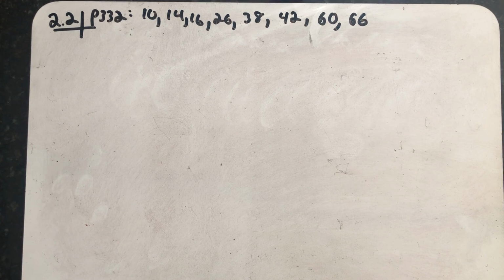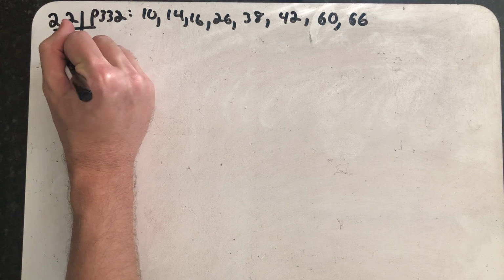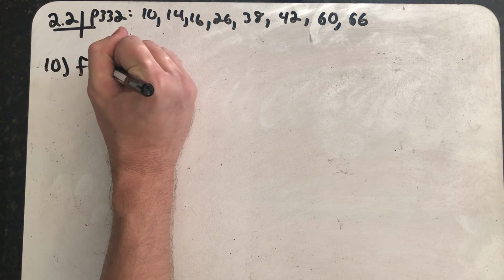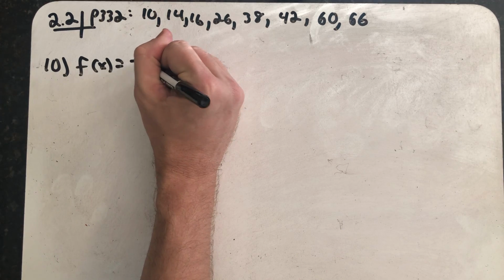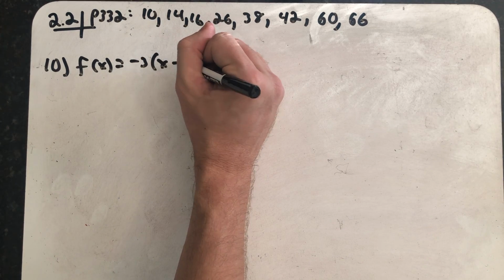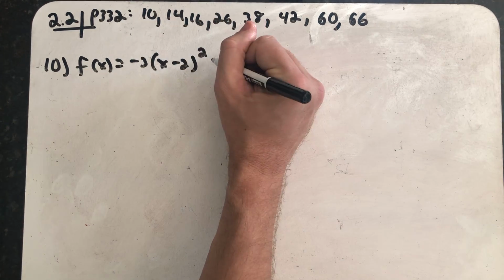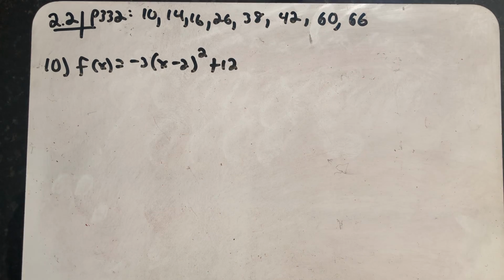Let's do some problems off of page 332, practicing what we know about quadratic functions and parabolas. On page 332, we find question number 10, which gives us this quadratic function in its vertex form. And we're asked simply to find the vertex. Find the coordinates of the vertex for the parabola defined by the given quadratic functions.